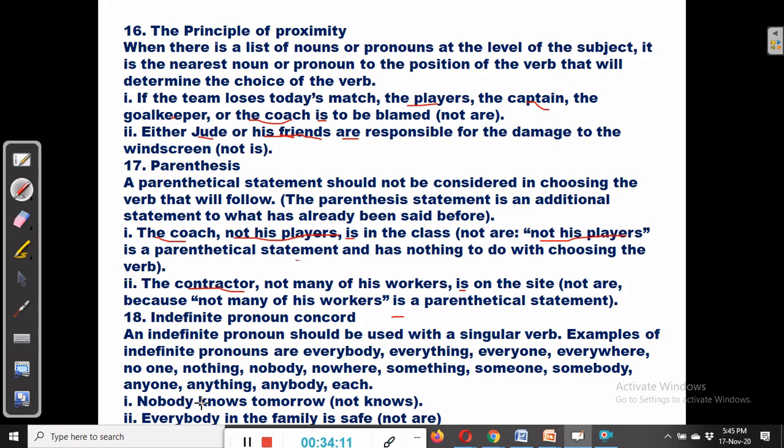Now, example I, nobody knows tomorrow. Because nobody is an indefinite pronoun, the verb must be singular, and that is knows. Example I, everybody in the family is safe. Now, because everybody is indefinite, of course, the verb is singular. So that's the way it works. Alright, let's wipe our illustrative marks on the page, and then we proceed.